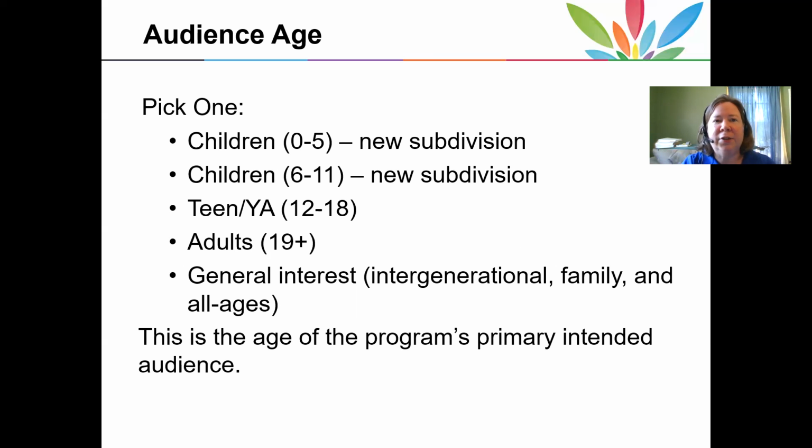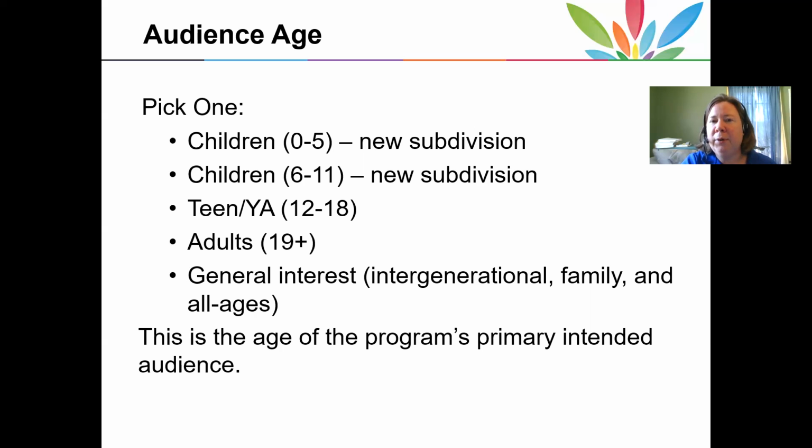As we have in the past, you're going to count your programs based on the age of the intended audience. Now, IMLS used to request program counts for ages 0 to 11, and they have subdivided that now: ages 0 to 5, so more of an early literacy, pre-literacy kind of age, versus ages 6 to 11. So that is a new thing that we're going to be counting going forward in terms of kids programming.